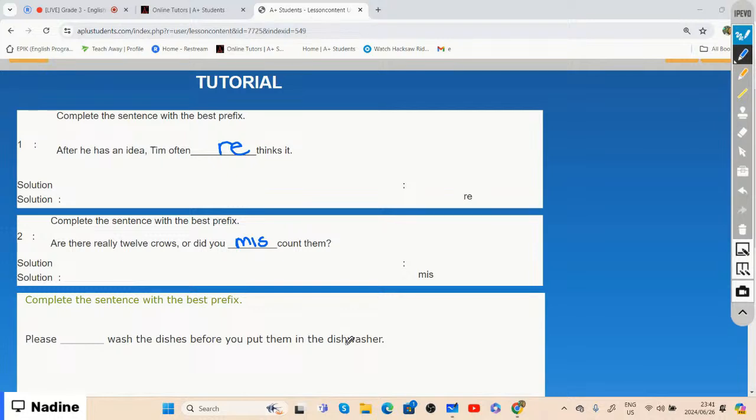Remember, re means again. Do I have to first wash the dishes again before putting it in the dishwasher? Do I have to re-wash dishes before I put it in the dishwasher?